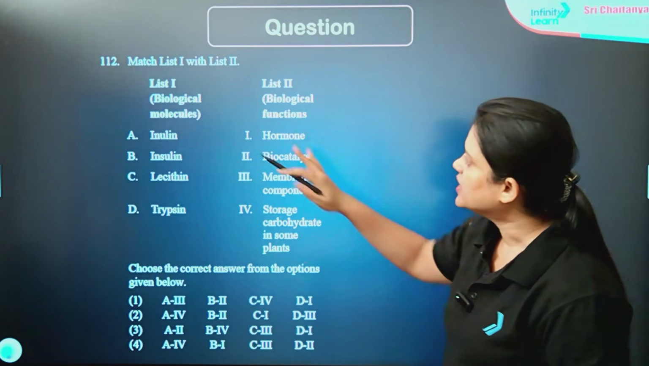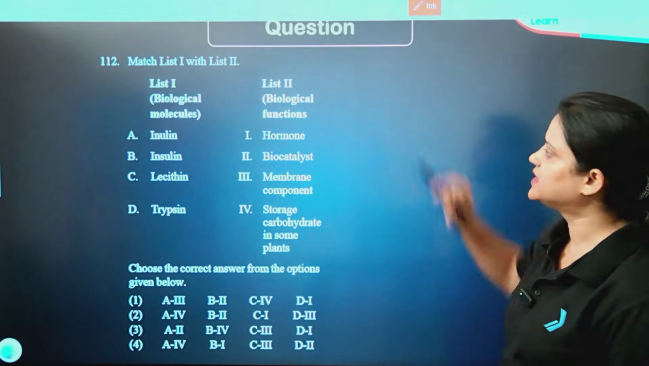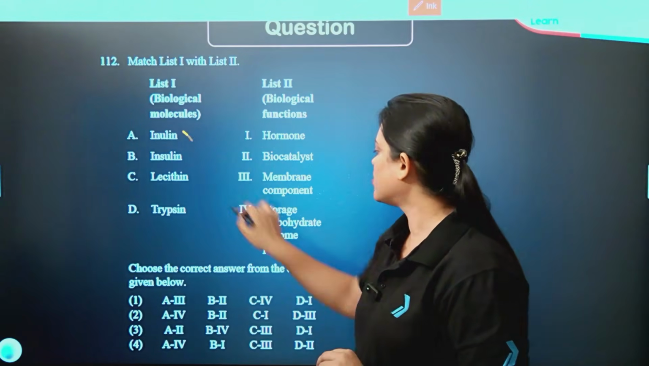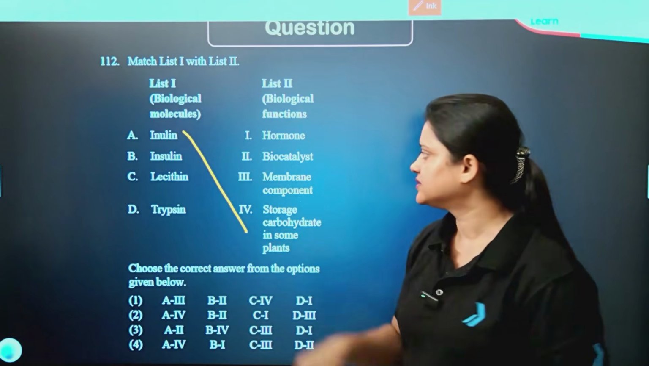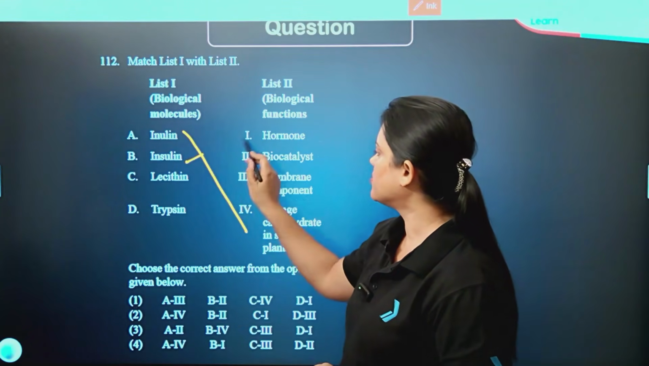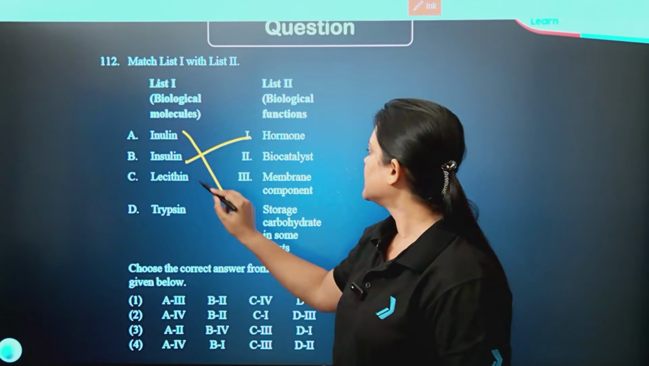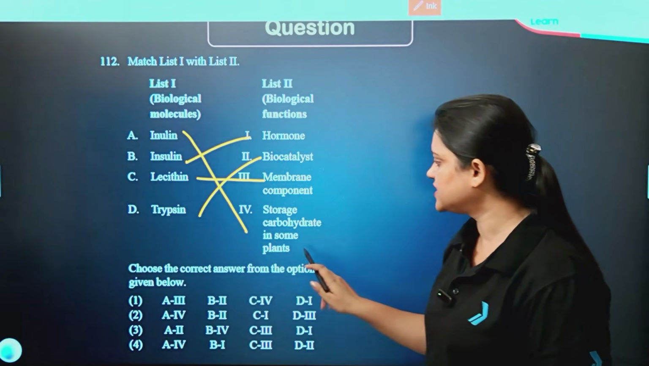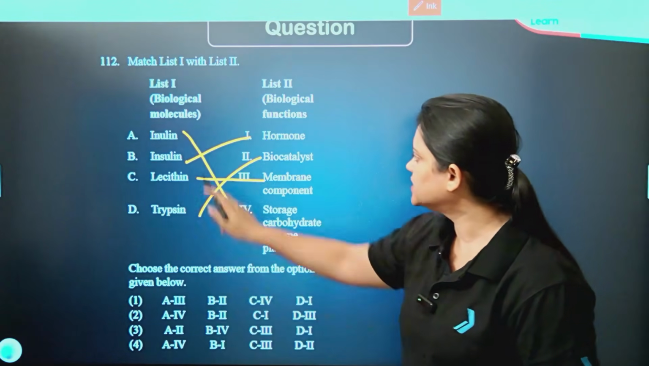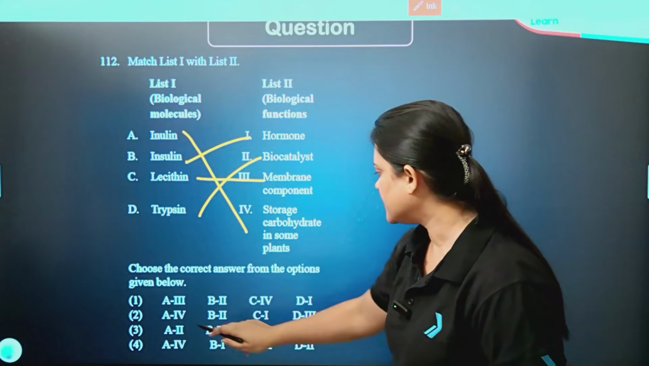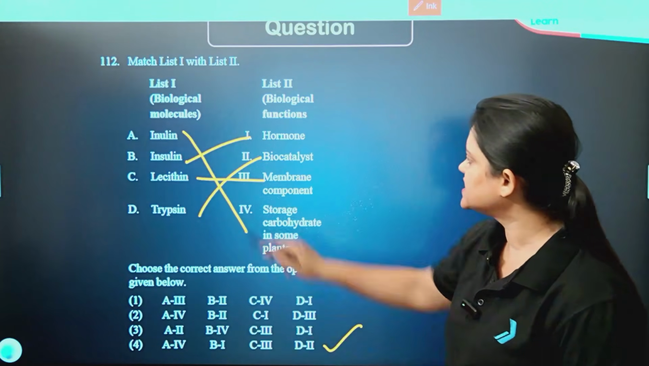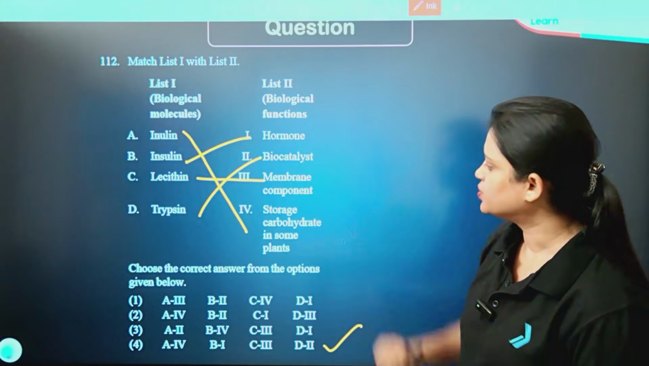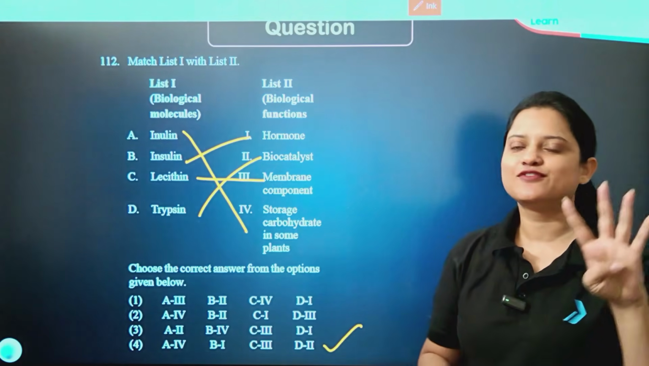Next. Let's match list 1 with list 2. Inulin. Inulin is a storage carbohydrate in some plants. Insulin is a hormone. Lecithin is a membrane component. Trypsin is a biocatalyst. So A is matched with 4, right? And B is matched with 1. So we got our answer. C is matched with 3 and D is matched with 2. So the correct answer here should be 4.